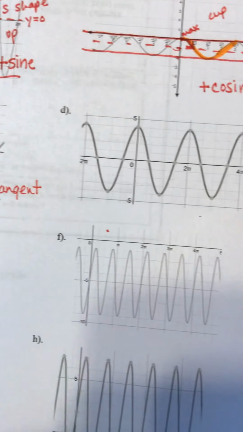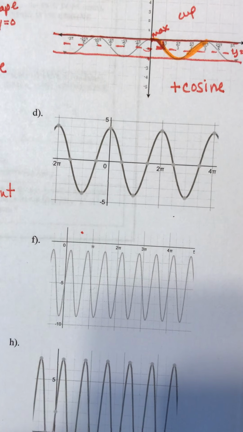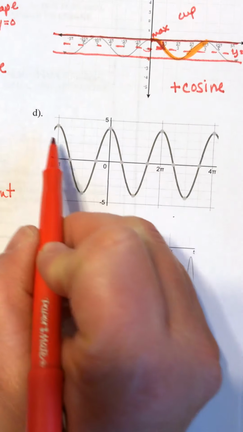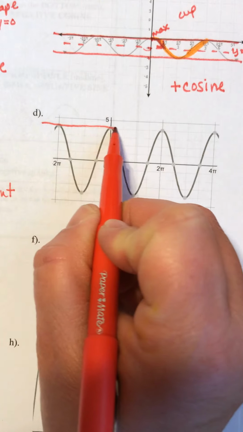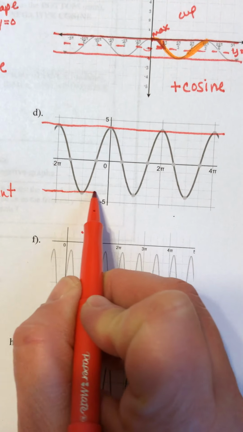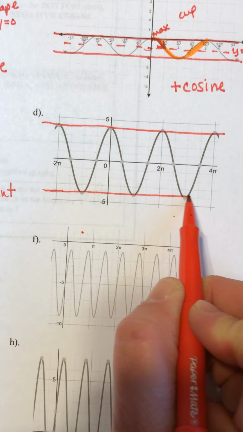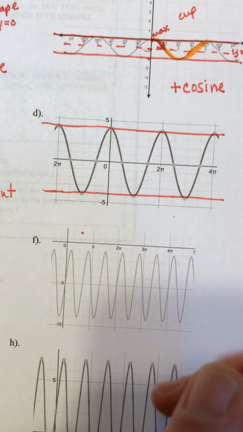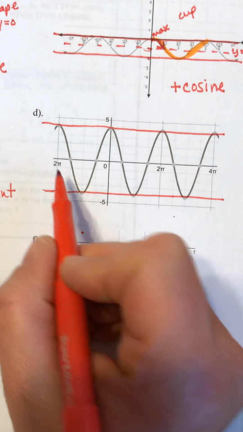Let's go to D. The next one here at D, let's go ahead and enclose our graph on top and bottom. We want to see where the midline is. If I don't know where the midline is, I don't know if it starts on the midline, the maximum, or the minimum, and that's very important.